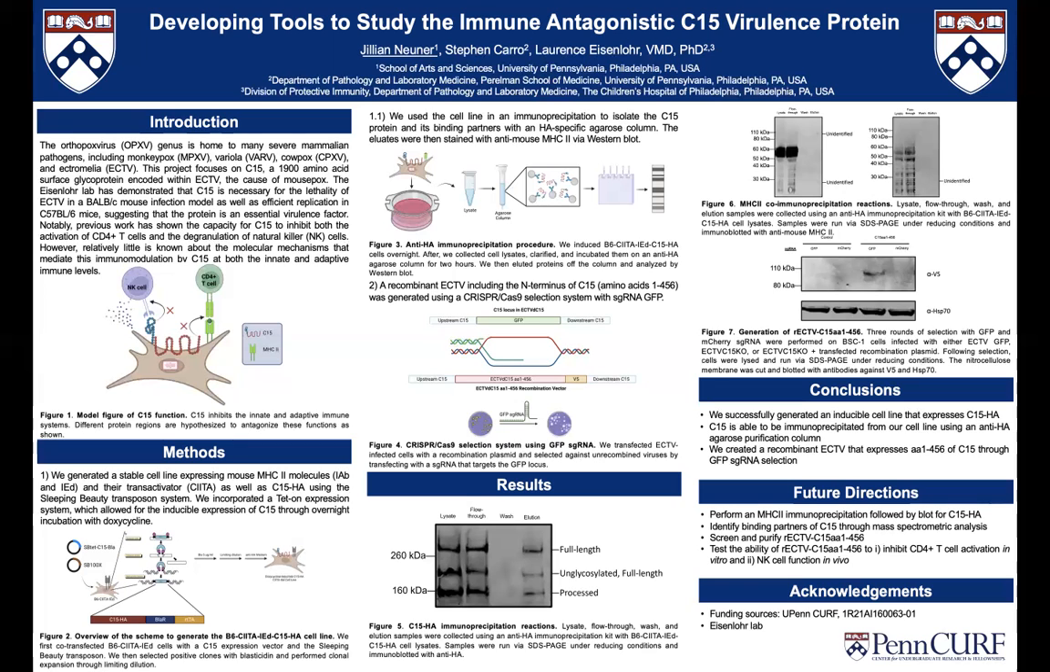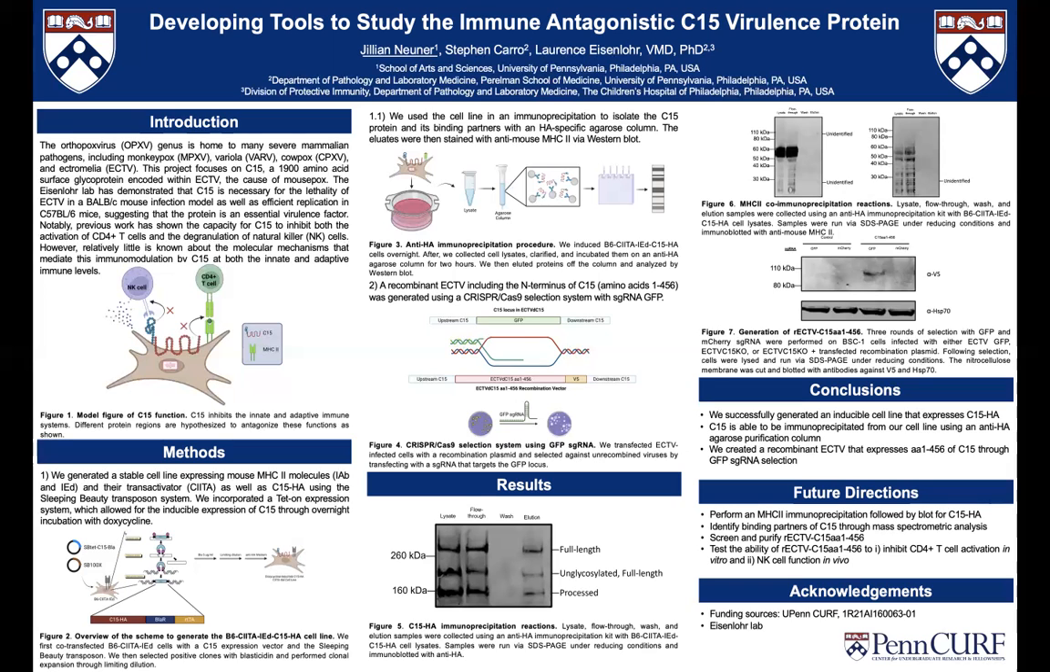The last aspect of my project focused on generating a recombinant Ectromelia virus that included only the N-terminus of C15, which roughly corresponds to amino acids 1 through 456. I did this by first creating a plasmid that contained the N-terminus of C15, as well as a V5 tag. I then took BSC1 cells that had been infected with Ectromelia C15 knockout, a viral construct in which the C15 coding region has been replaced by GFP.